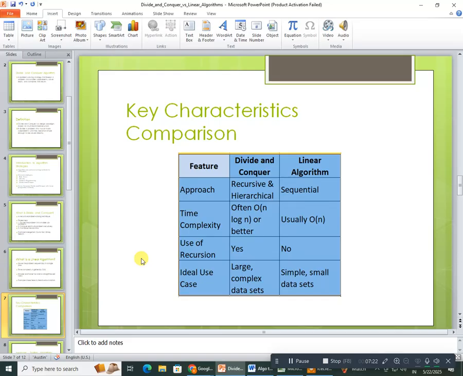So a linear algorithm is sequential. That means it involves no division and it can be solved in a linear way. Okay, it is a simpler approach, so no division is required. Time complexity is O(log n).